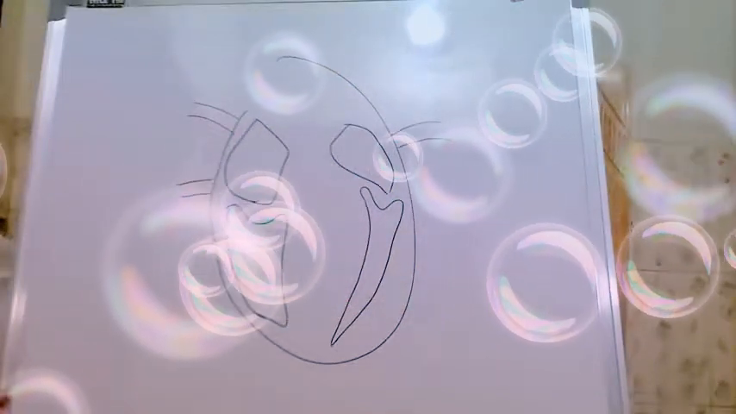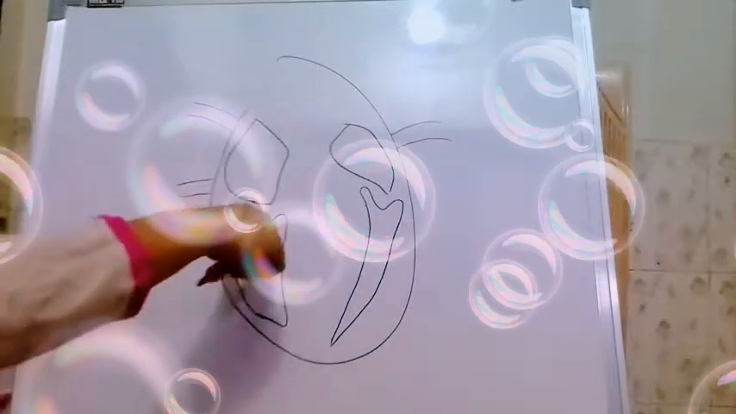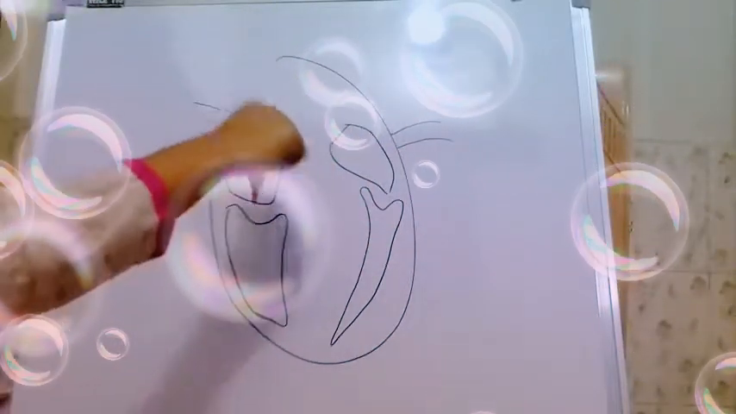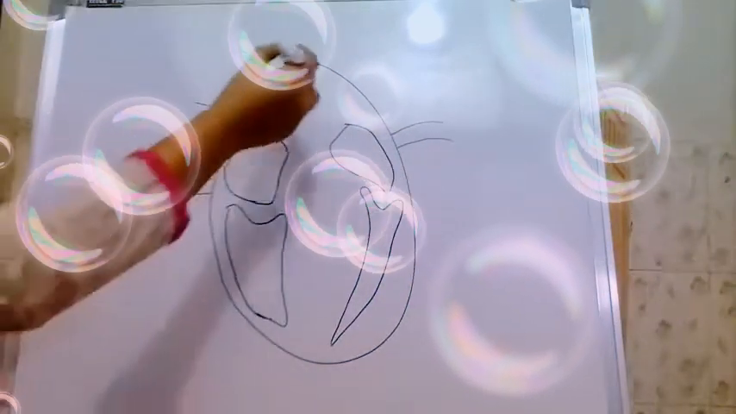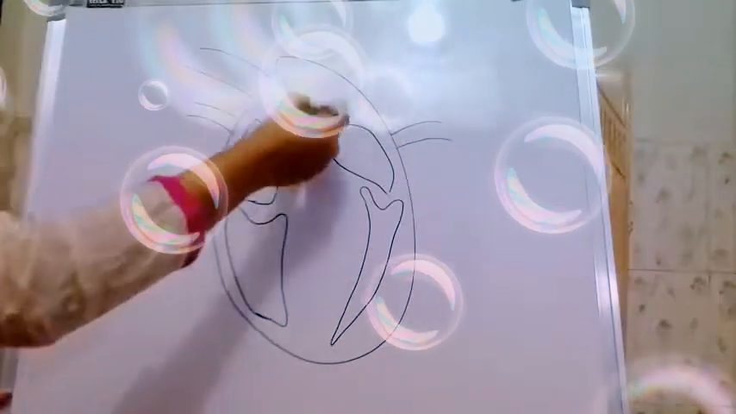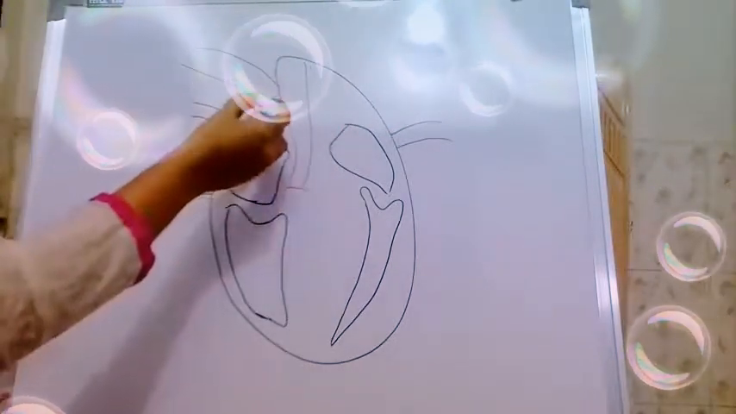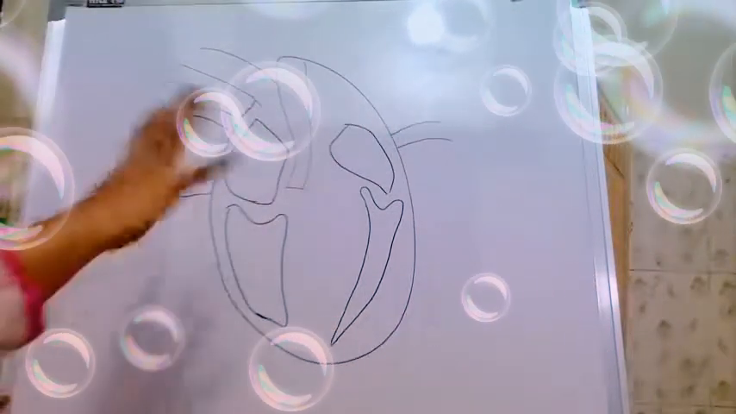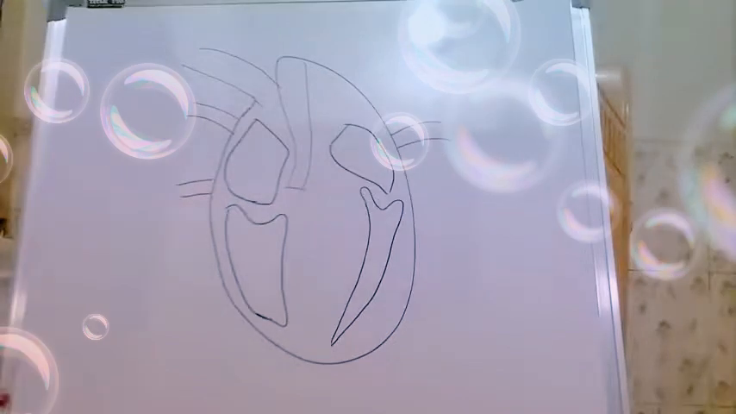Now the next step is to draw the arteries. So one artery takes the blood away from the right ventricle, and the other artery, that is the aorta, takes away the blood from the left ventricle. So this is the aorta, and this is the artery. So in all we have 4 chambers, 3 veins and 2 arteries.